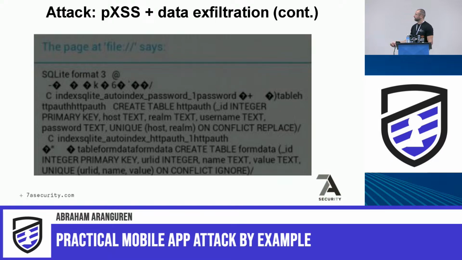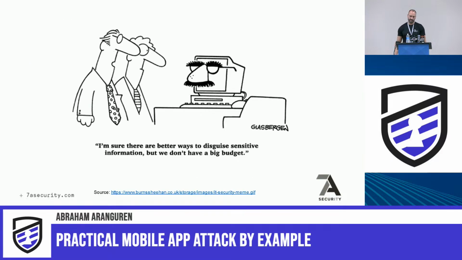It's persistent because it could be persisted on the SD card. So you could modify the chapter text file that I talked about. This is why it's persistent. It's like stored XSS on a web application.